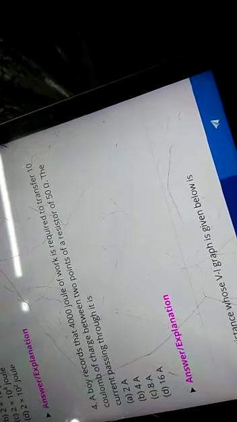So we will go for the options now. Your C will be the correct option. We solved that I is equal to 8 ampere. So your C is going to be the correct option.